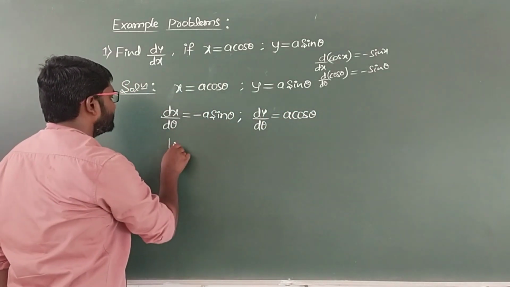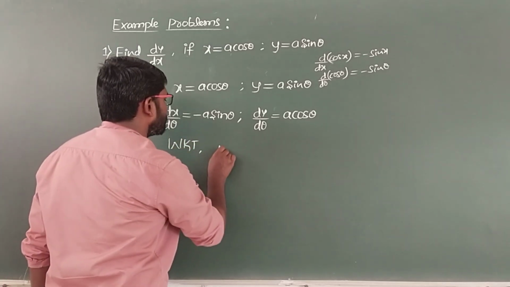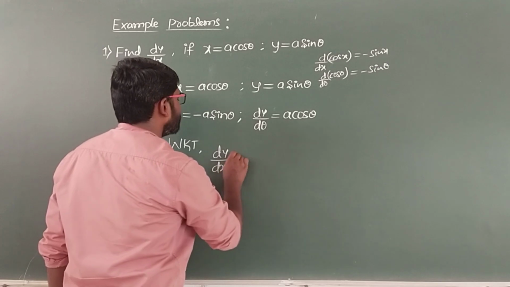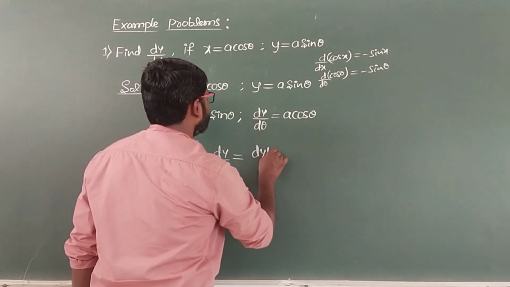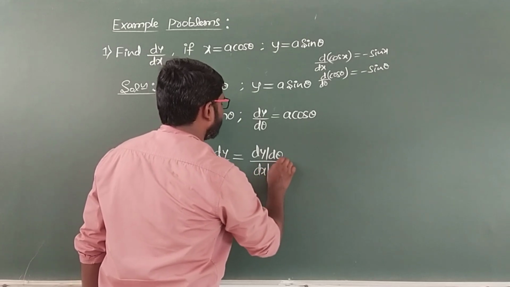Now we know that by chain rule dy by dx is equal to dy by d theta, then whole divided by dx by d theta.